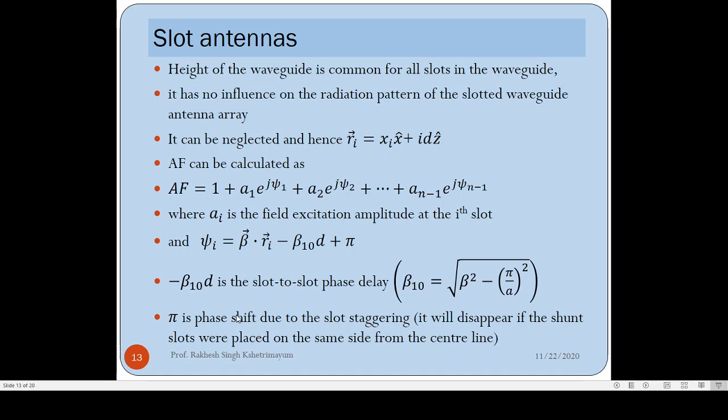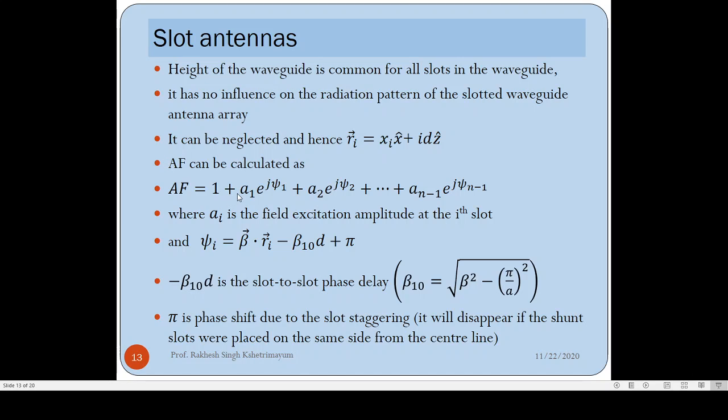So height of the waveguide is common for all slots in the waveguide. It will not have any influence on the radiation pattern of the slotted waveguide, and it will not contribute in the calculation of the array factor for the slotted waveguide antenna array. So we can neglect it. So I can rewrite Ri, the ith position of the slot center, as xi x hat plus id z hat. So once we have this, we can calculate the array factor.